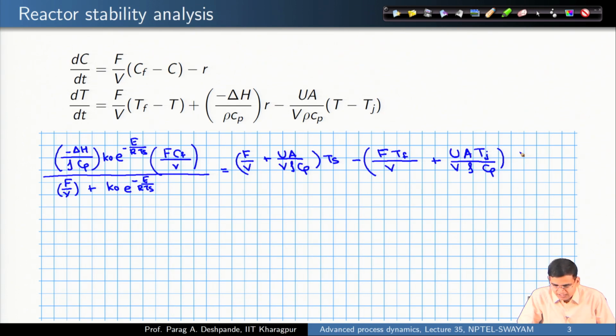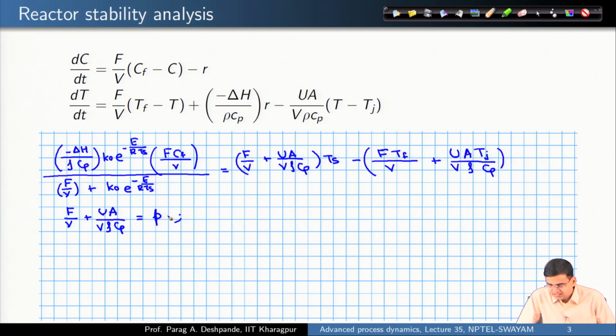Now, F by V is a constant, so F is a constant, V is a constant, U A rho C p, all of these are constants, right. So, let me say that F upon V plus U A upon V rho C p, let me call it as some constant P.